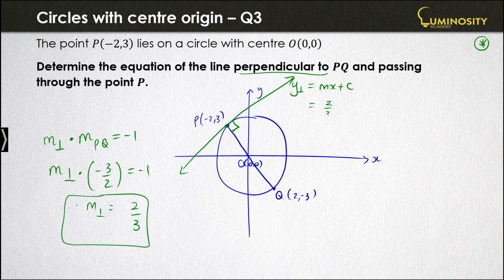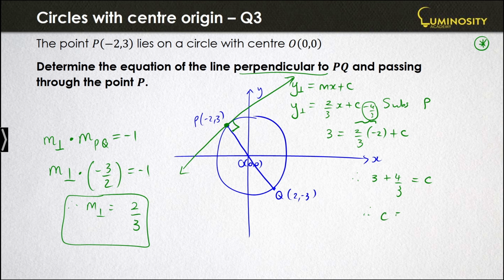So this is equal to 2/3 x + c. Then I need a point, but I know P is the point that is common to both. So if I substitute the point P now, I get 3 equals 2 over 3 times -2 plus c. This right-hand side simplifies to -4 over 3. So I'm going to add 4 over 3 to both sides, and that'll give me the value of c. So c is equal to, well, 3 I can write as 9 over 3, so it's now a common denominator, and I get 13 over 3. Hence, the equation of this perpendicular line is given as y = 2/3 x + 13/3.